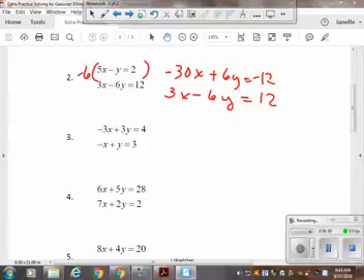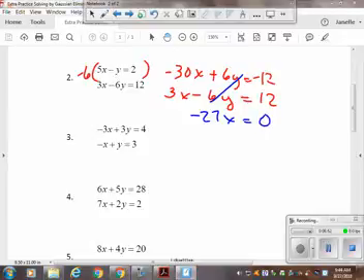Well, that's interesting. My 6's drop out, giving me negative 27x. What happened to my 12s? 0. They technically dropped, but you have to have something there because you need to divide. So x equals 0. Well, that's a nice point.